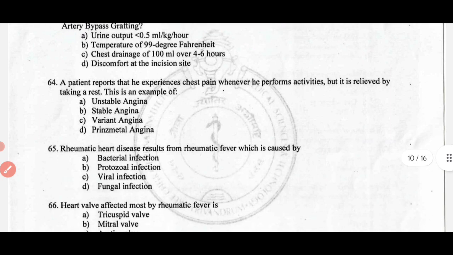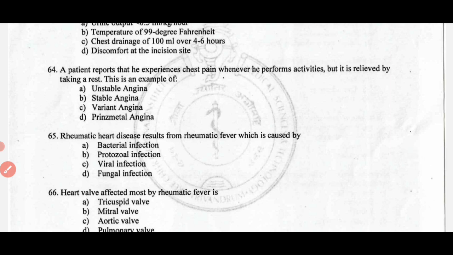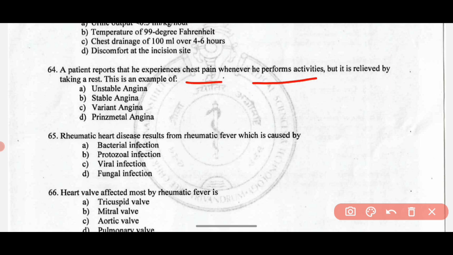And question number 64: a patient reports that he experiences chest pain whenever he performs activity. So this is the keyword: chest pain while performing the activity and not relieved by the rest. Very simple and direct question. Here they have given four options: unstable angina, stable angina, variant angina, and Prinzmetal angina. So let's see what is the correct answer.